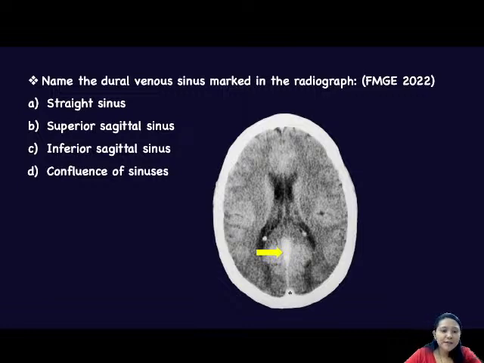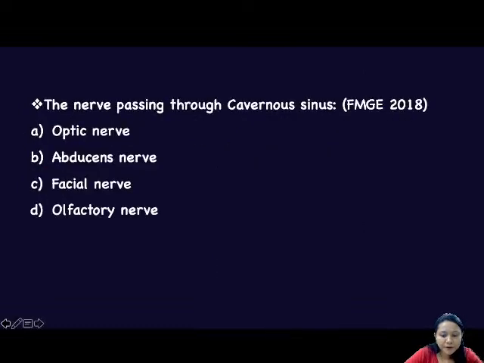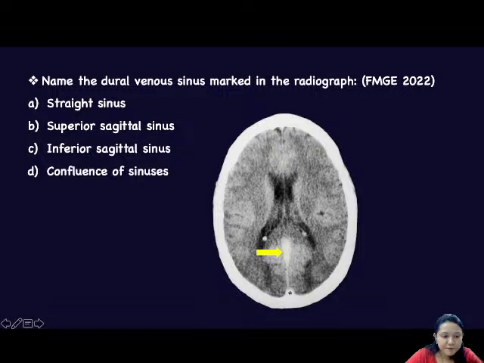So the answer is so obvious, isn't it? This structure here is the straight sinus. So the answer is straight sinus. Okay, the answer will be straight sinus.